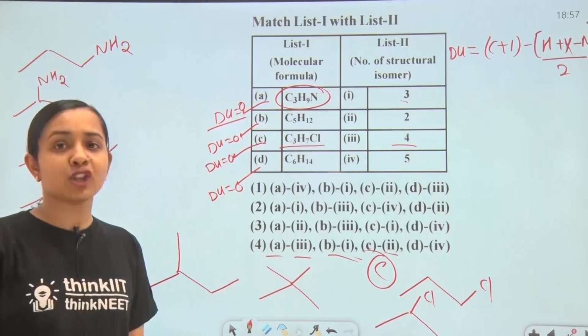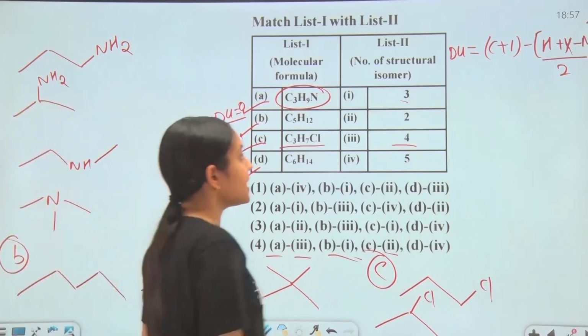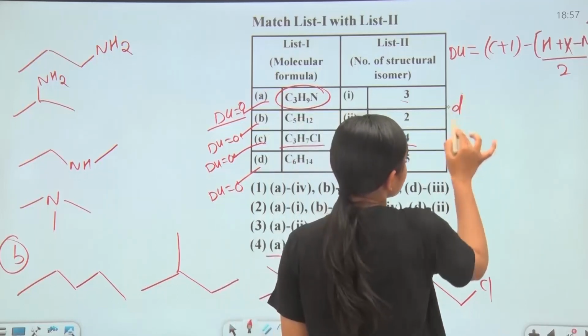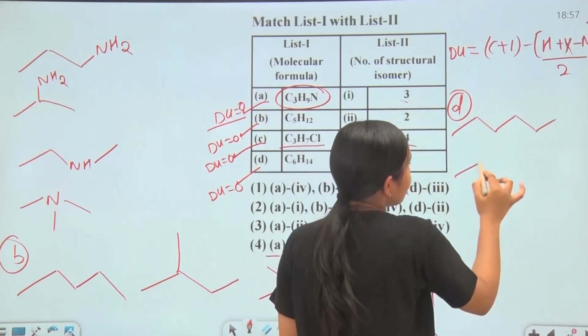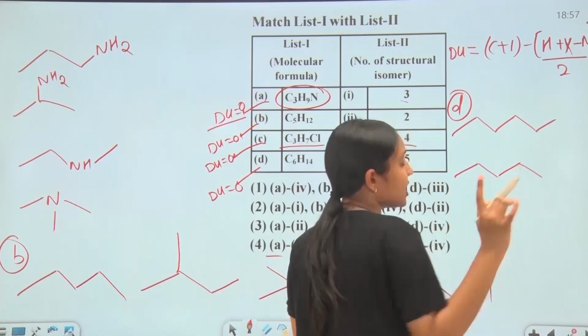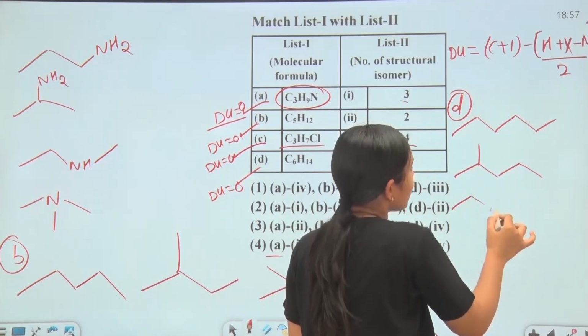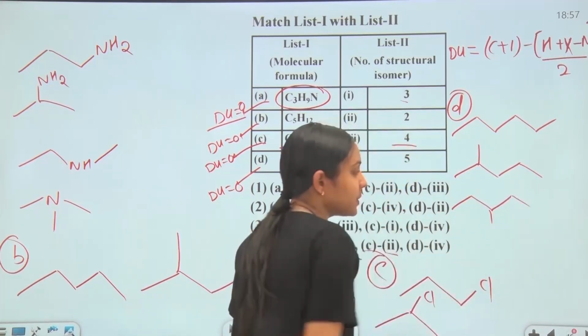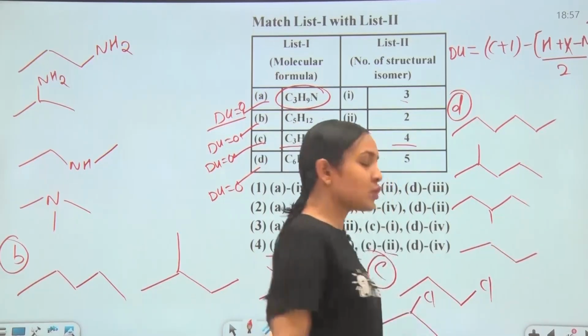Next is C6H14. C6H14 contains 6 carbon atoms. So first of all, 6 carbon atoms are present in a straight chain. Then 5 carbon atoms are present in a straight chain and 1 carbon atom is attached at this carbon as a methyl group. Next will be 1 carbon atom here as a methyl group, and 4 carbon atoms are present in a straight chain.